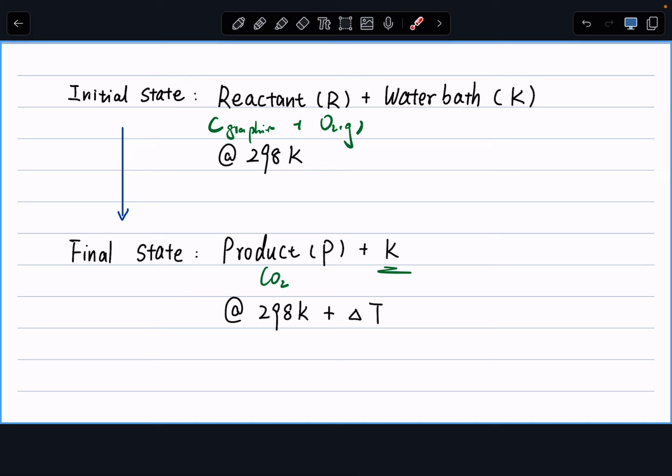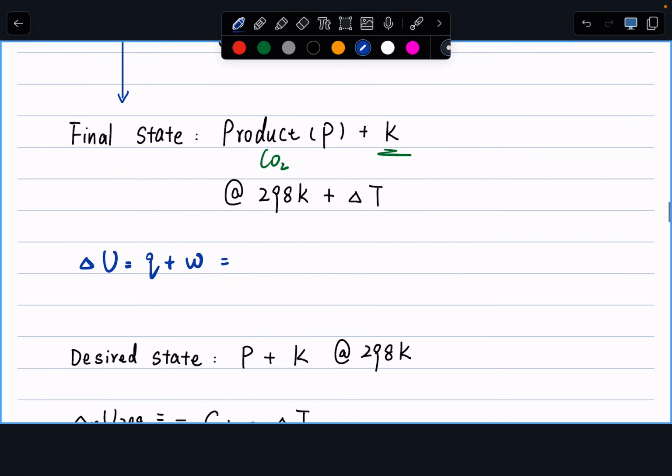So far, so good. What else do we know? We also know that for my entire system, considering my reactant, my bomb plus water bath, we have my delta U equals to Q plus W equals to.